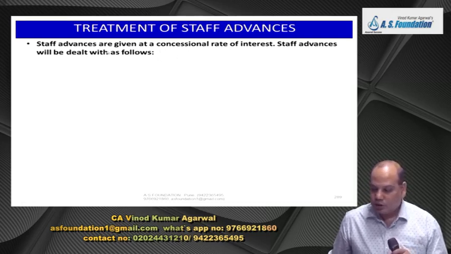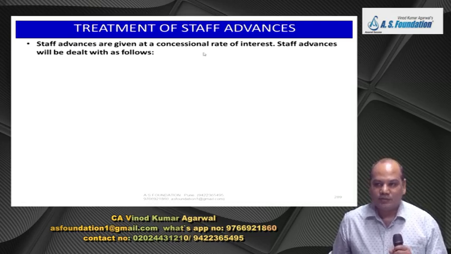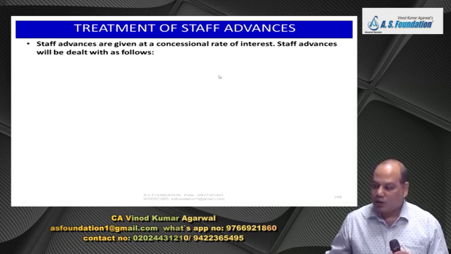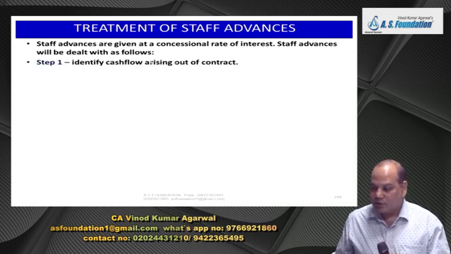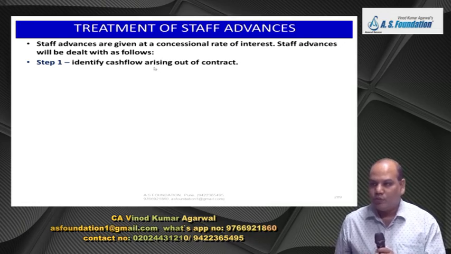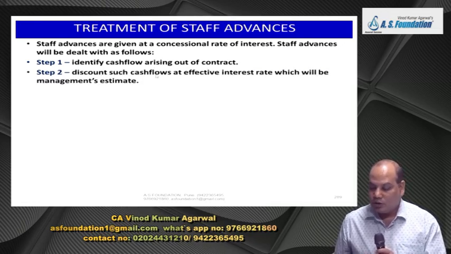So what will you do when employees are given the loan at concessional rate of interest? Then only you apply this entire concept. If they are given loan at a market rate of interest, then there is no problem. Staff advances will be dealt with as follows. Step 1, you identify cash flow arising out of contract. As usual, cash flow will be in two forms, interest and redemption. Then discount such cash flows at effective interest rate, which will be management's estimate, meaning market rate.